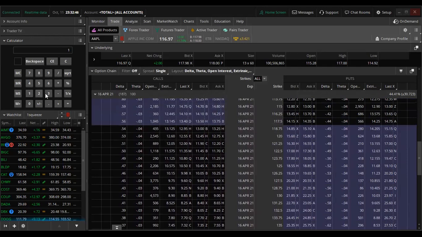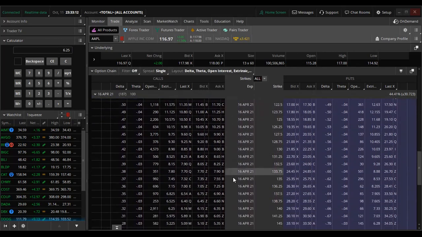Now, mind you, I paid $7.25. $13.50 minus $7.25 would be $625. So that would be a rough approximation of how much your contract would be worth if it got to your strike price before the contract expires.